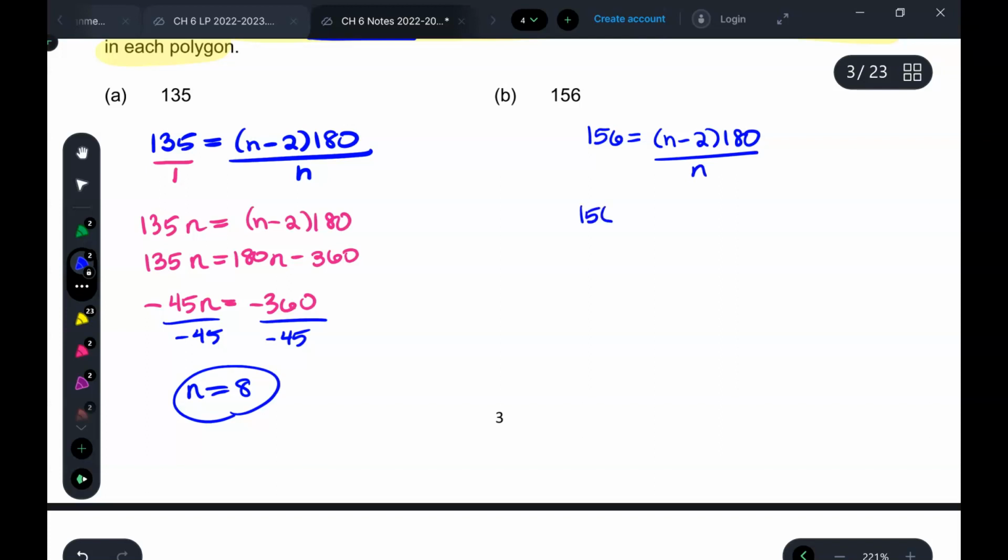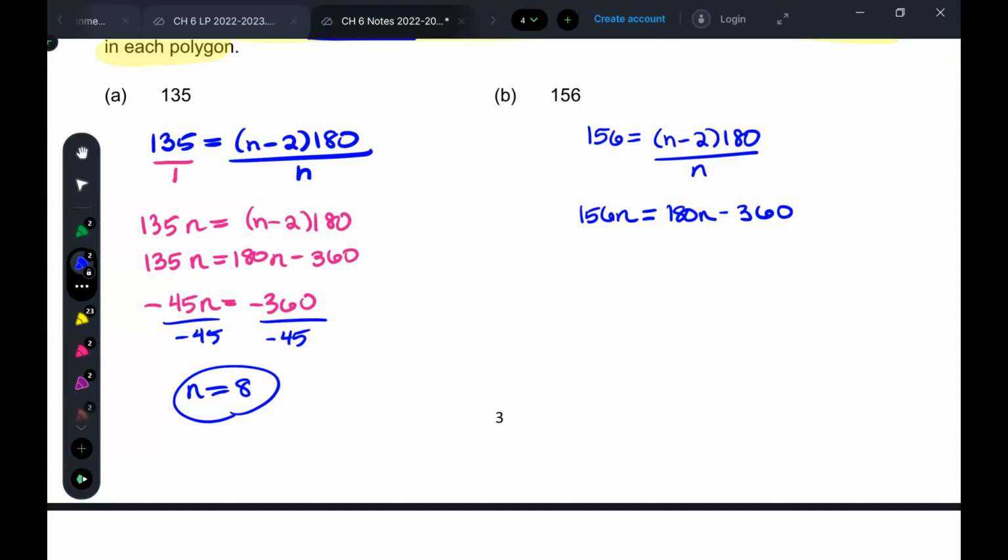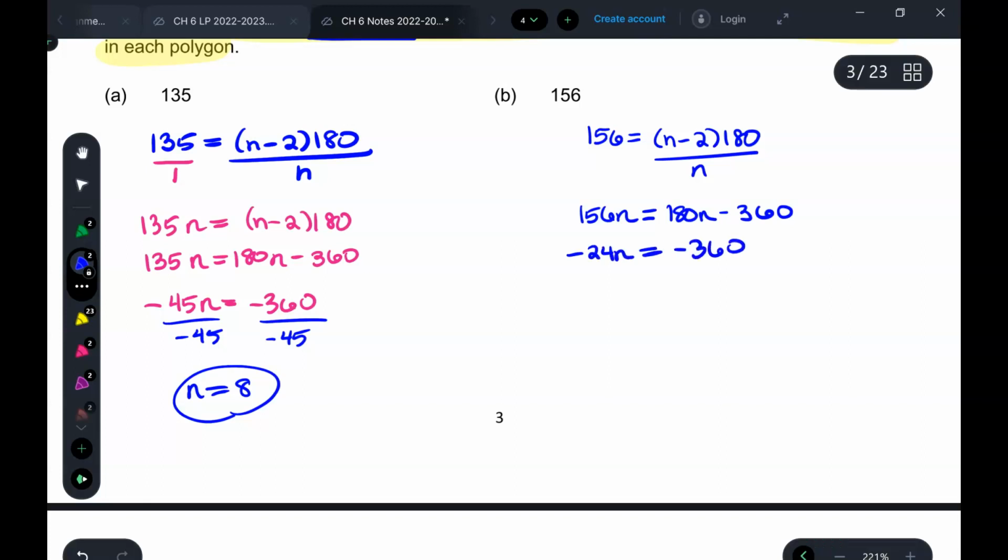Here, I would just distribute at the same time, like multiply both sides by n and then do 180n minus 360. Yeah, subtract 180 and we get negative 24n equals negative 360. n equals 15.